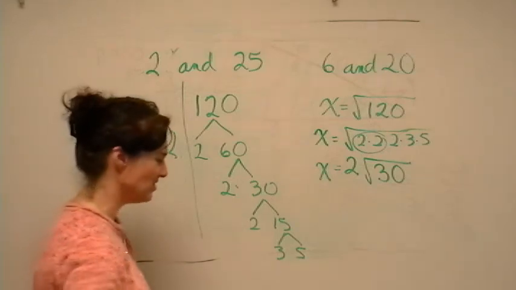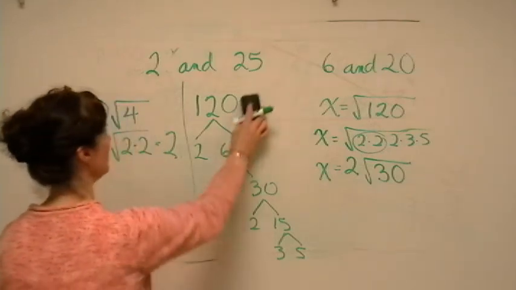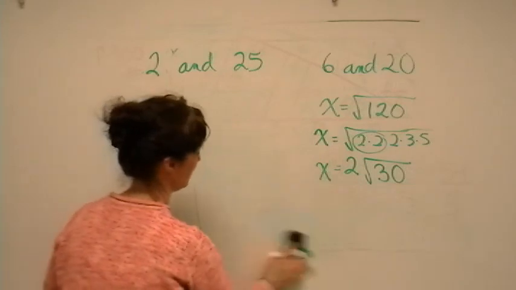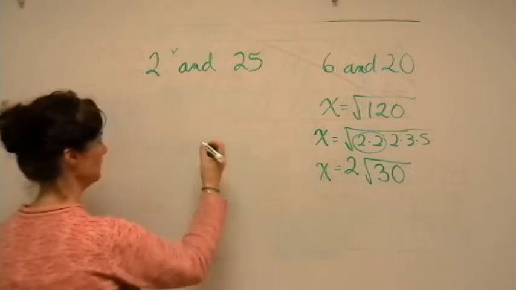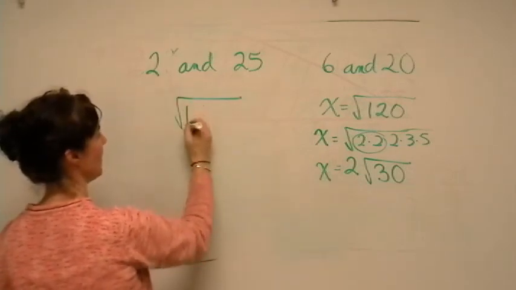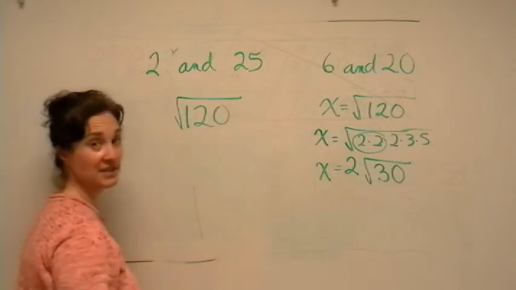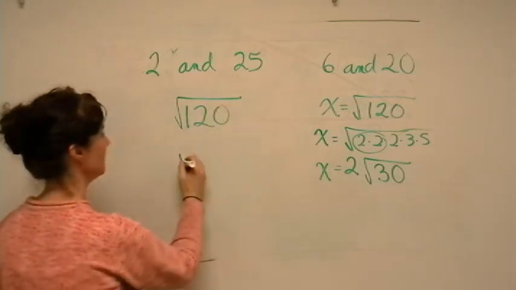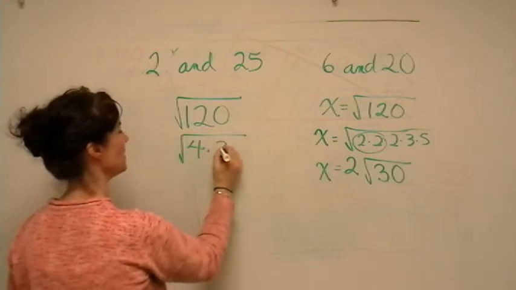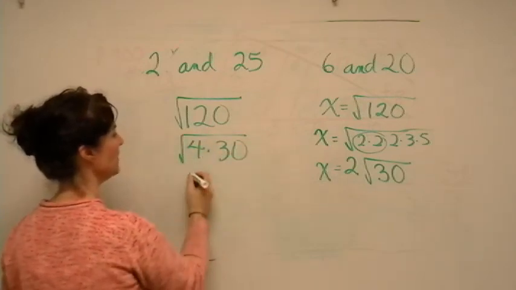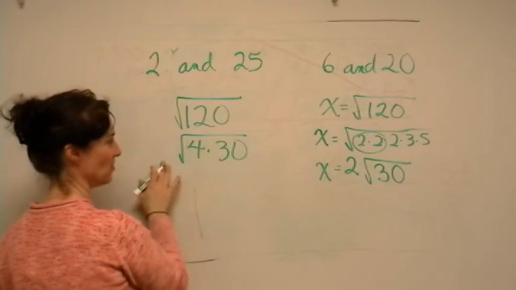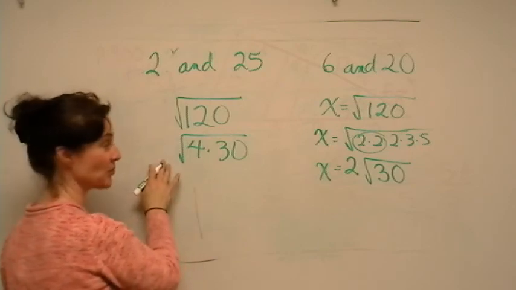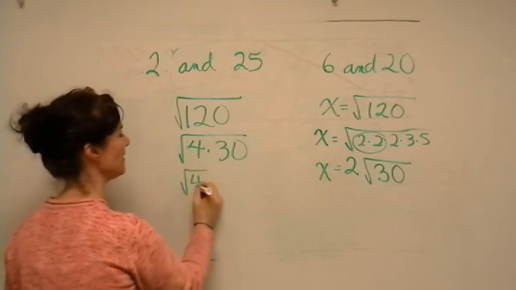Now you may not need to do that factor tree. You may look at the square root of 120 and, in your mind, you may say, well, that's the same thing as 4 times 30. So you will say 4 times 30, and then you'll pull the 4 out from under the radical by taking the actual square root of 4. So you're really doing this.